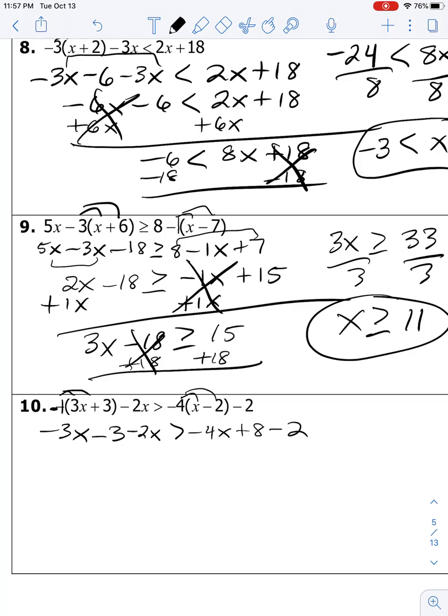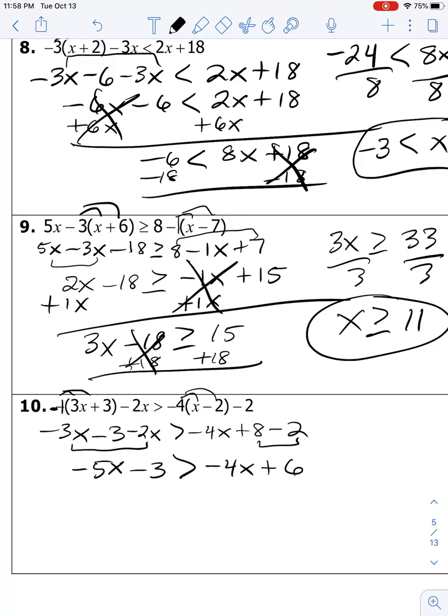All right? So now, 3 terms on the left, 3 terms on the right. That's not what we want. We want 2 and 2. So we need to combine like terms. So on the left side, we're going to combine our x's. Negative 3 minus 2 is negative 5x. And then the negative 3 just drops down. On the right side, we can actually combine our numbers. So the negative 4x drops down. 8 minus 2 is 6. That would be a positive 6.